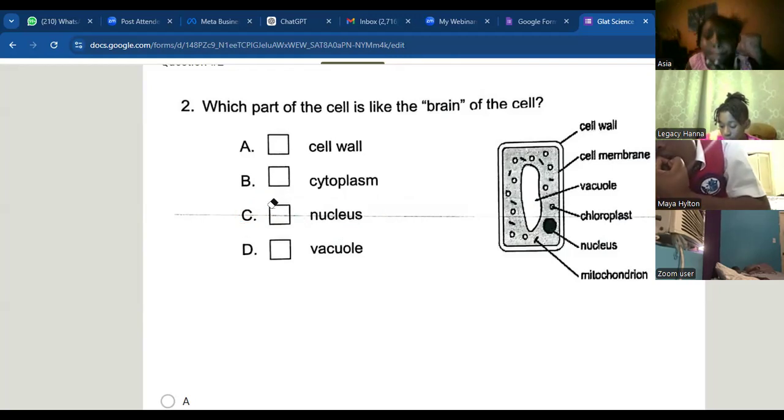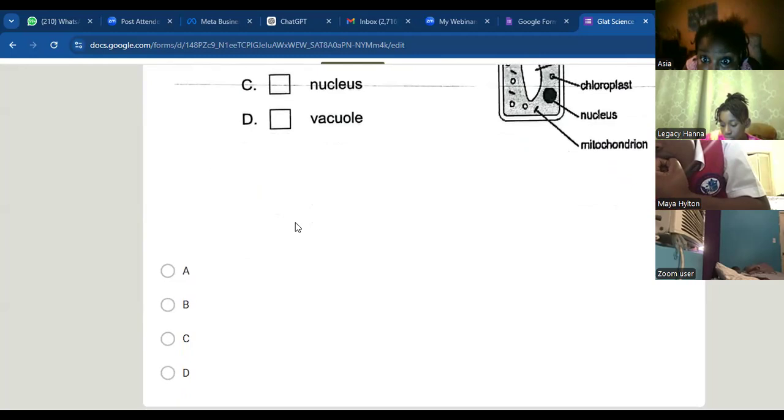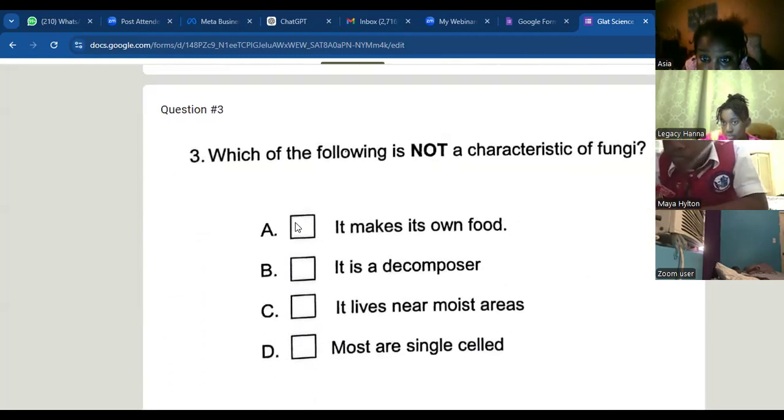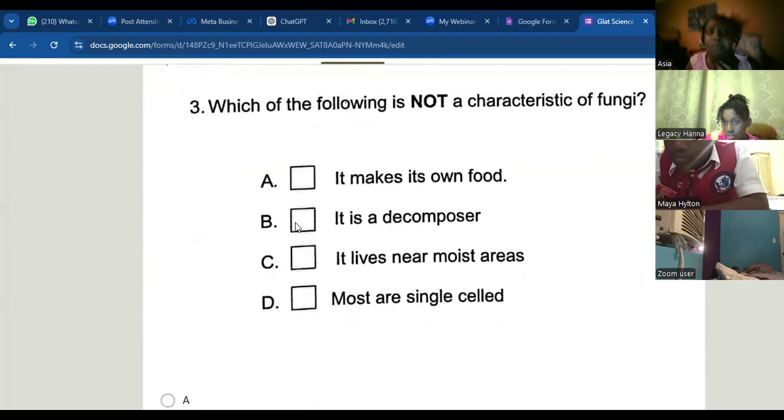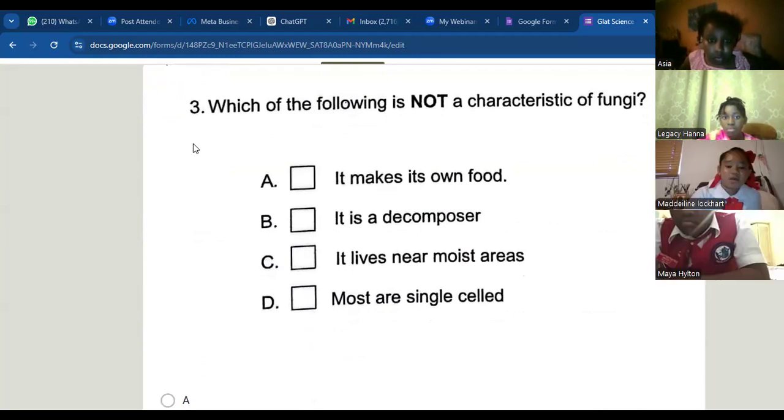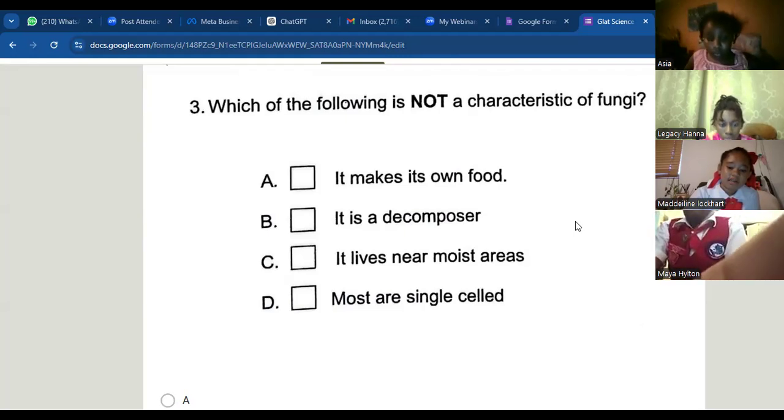For this one, I need Madeline. Go ahead and read number 3. Which of the following is not a characteristic of fungi? A, it makes its own food. B, it is a decomposer. C, it lives near moist areas. D, most are single-celled. Put your answer inside the chat for me, please.